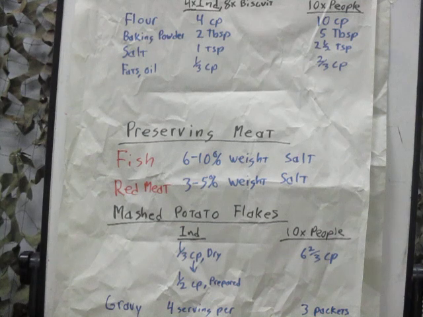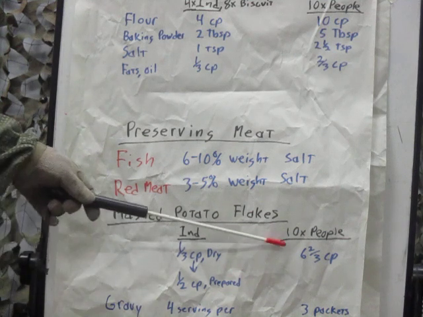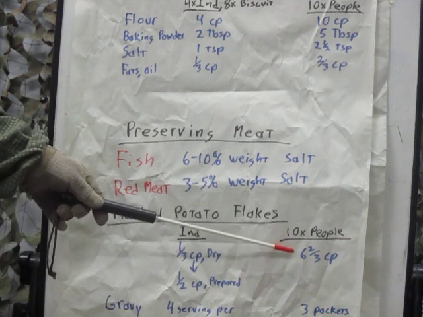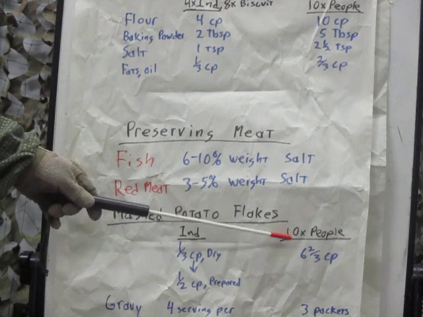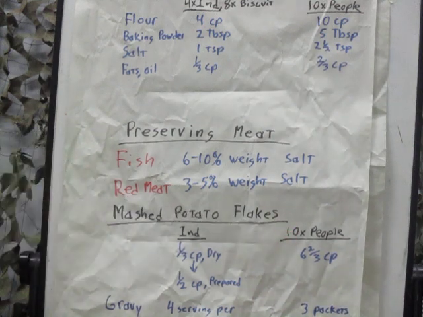Personally, I think that's kind of small in a survival situation. I would be thinking about 1 cup's worth of potatoes per person as a standard serving. So do adjustments accordingly. But when I was going through figuring this stuff out, it comes out to 6 2/3 cups of potato flakes per 10 people.